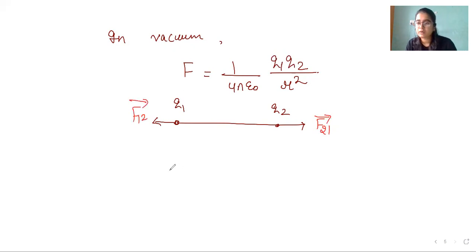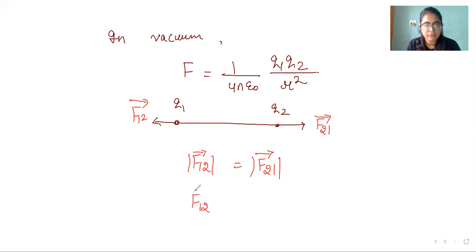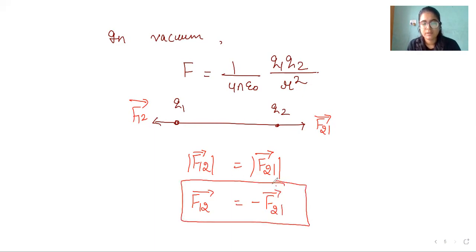The magnitude of the force exerted by one charge on the other is the same. That means I can write F12 will be equal to F21. The magnitude of the force is the same for both the charges, but their direction is opposite. So in vector form you can write F12 is equal to minus F21. Okay, it's clear. So now we can do one question based on it.